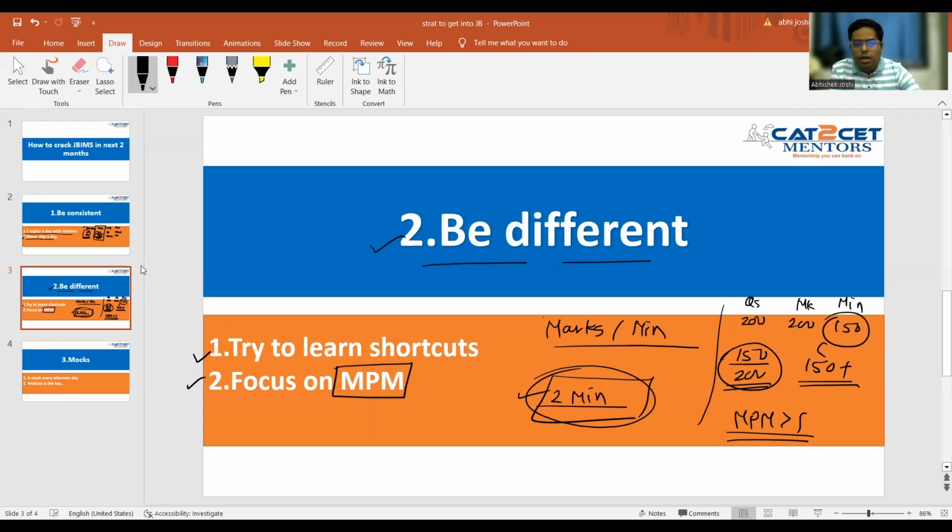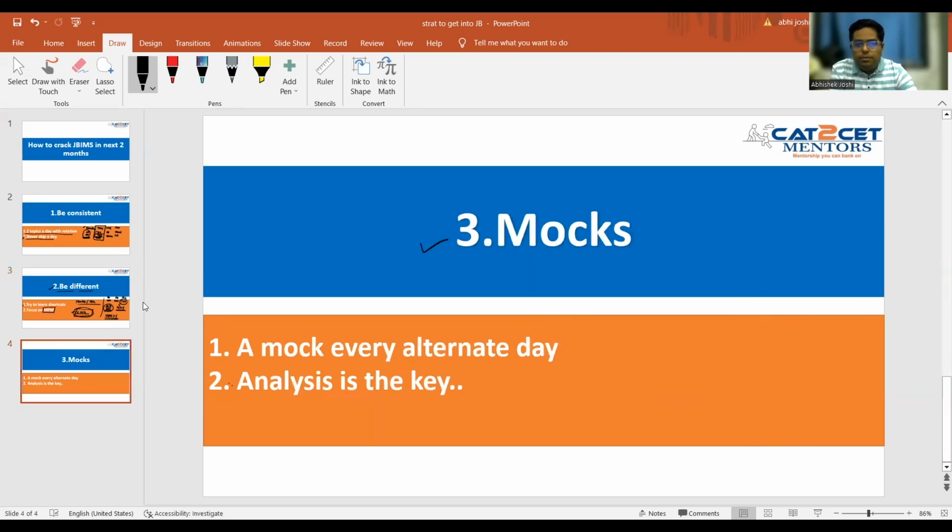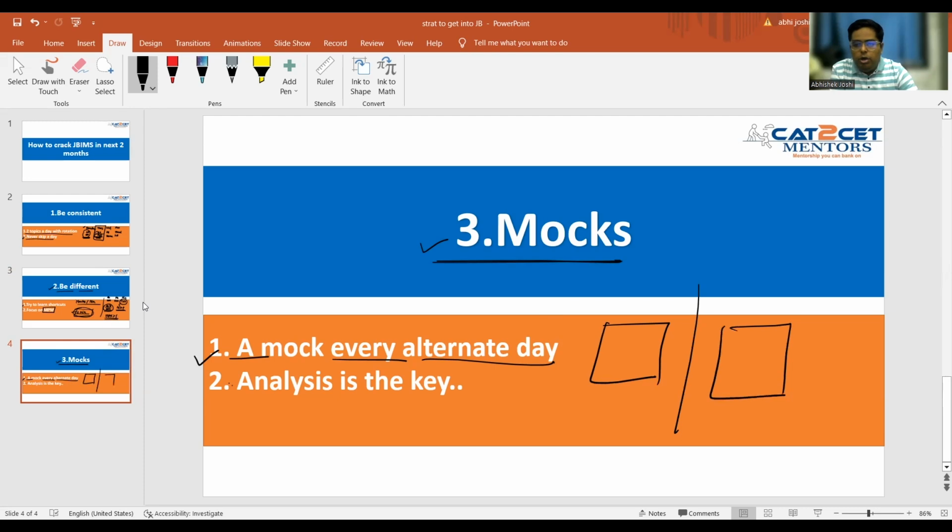After this, we'll talk about the mocks. Taking mocks and solving them at regular intervals is also important. You should try to give a mock every alternate day. So if you tried one today, you take a gap of a day and then try again the day after tomorrow. This should be continued till the final day. Now that you have around 60-65 days in hand, I'm expecting at least 30 mocks. 30 mocks is something that you should try.